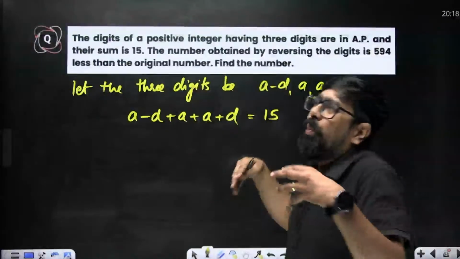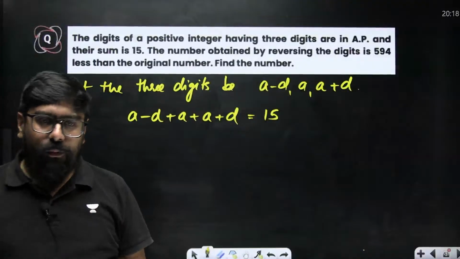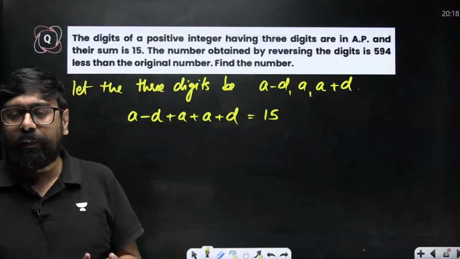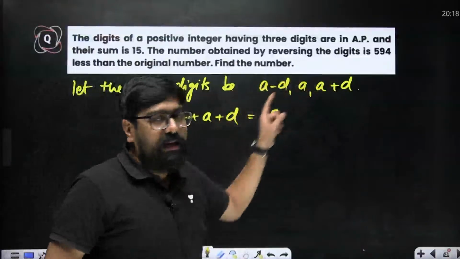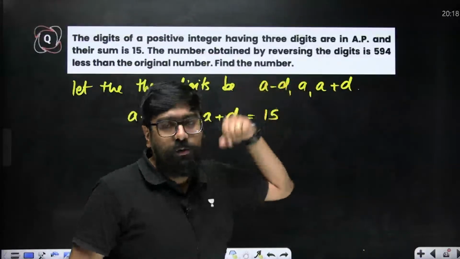What should be the rule for choosing the numbers in AP? The rule should be that there should be a common difference. These three terms are in common difference. This plus this divided by 2 is equal to a.